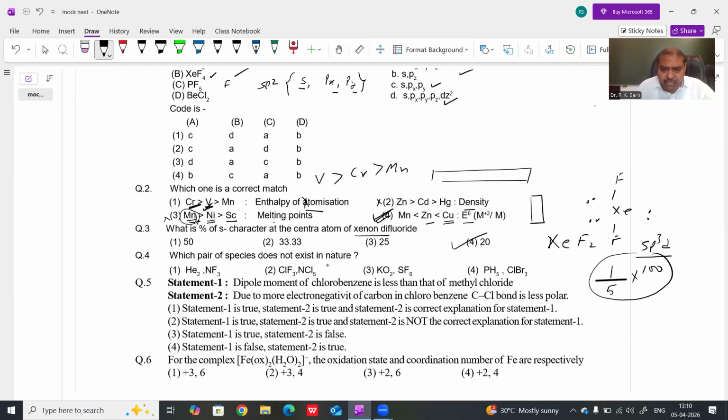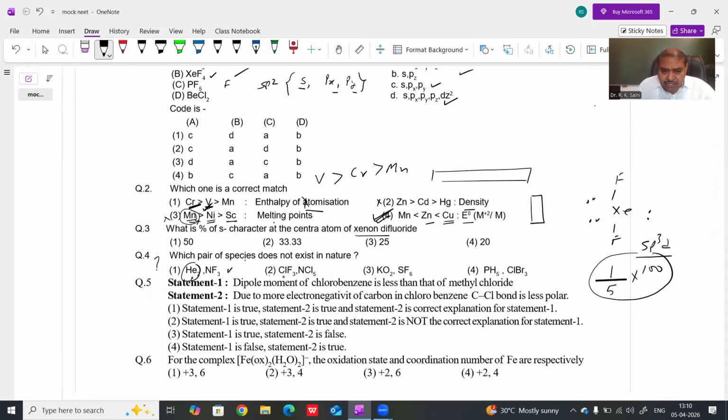Which pair of species does not exist in nature? This is a common question taken from chemical bonding as well as valency, periodic table, etc. First, He2: NF3 exists, but He2 does not exist because the bond order will be 0. And we know that if the bond order of a species is 0, it means such a species does not exist in nature.